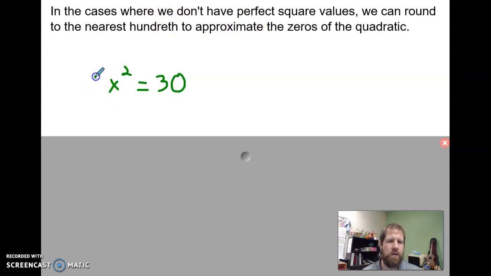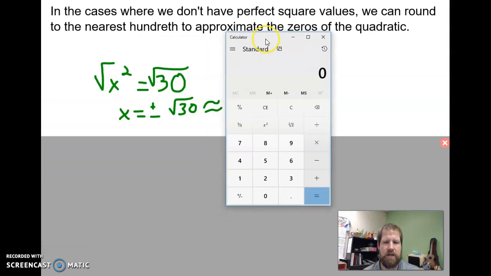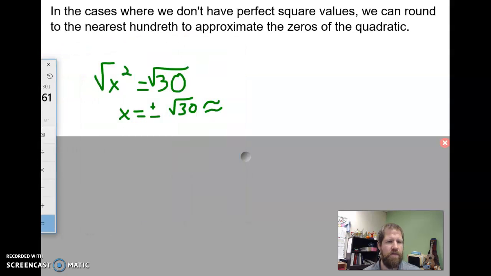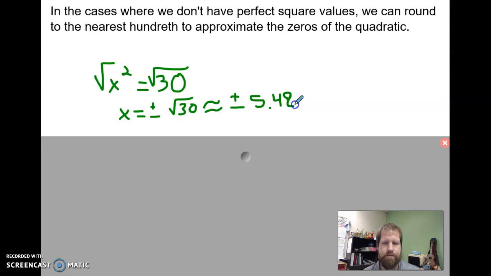If we take the square root of both sides, I end up with x equals plus or minus the square root of 30, which is approximately, well, I know it's going to be somewhere between 5 and 6. Let's find out. The square root of 30 is 5.477, so 5.48. It's going to be approximately plus or minus 5.48. So again, if this is the ball situation, it'd be going up and coming down approximately at 5.48 seconds.